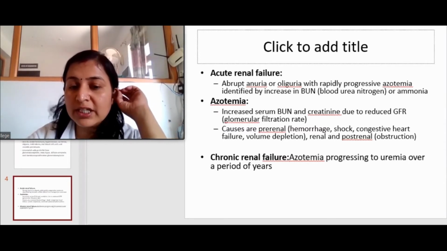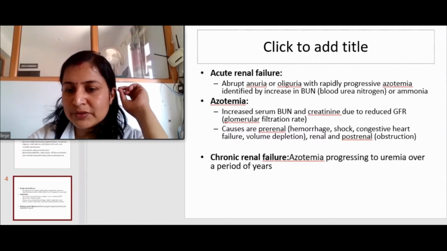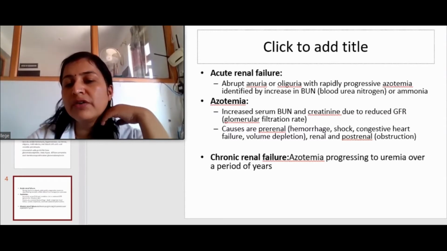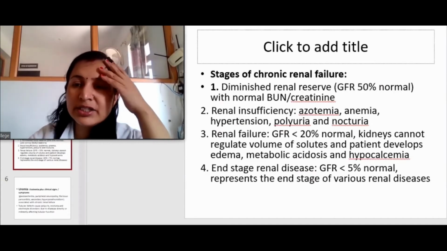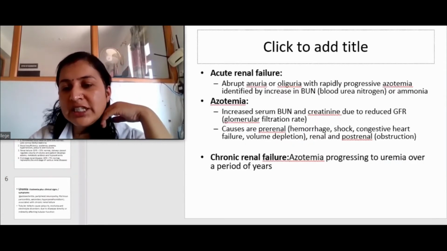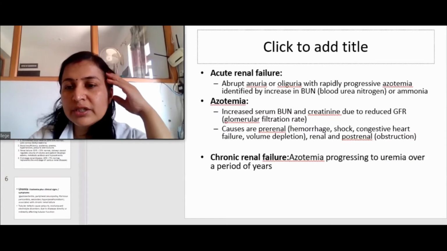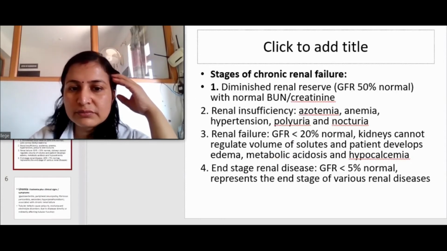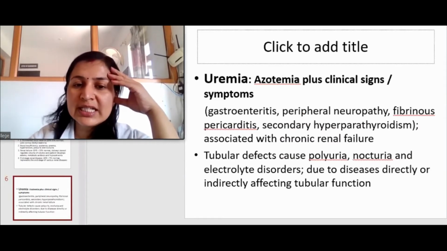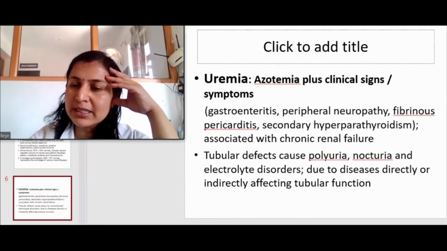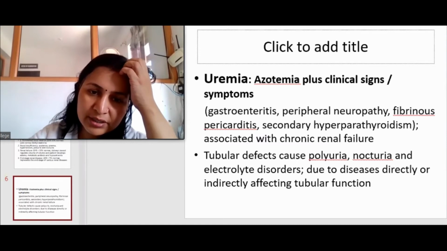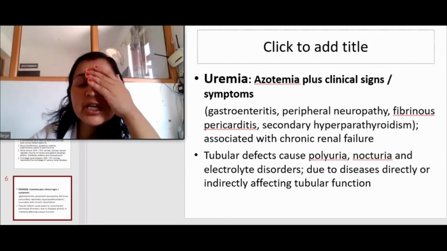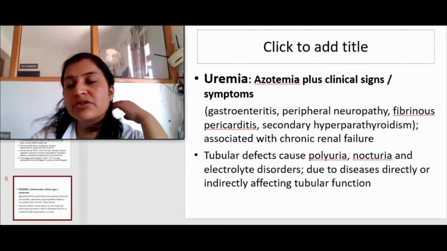Now, what is chronic renal failure? If the azotemia which happens during the acute phase progresses to uremia over a period of months or years, then it is called chronic renal failure. Now, you have to understand what uremia is. Uremia is azotemia plus clinical features, all the other clinical signs and symptoms. Very simply to understand, there are many criteria for uremia. And what are the causes of uremia? What diseases are associated with uremia? All prerenal, renal and postrenal causes that lead to renal failure can cause uremia.